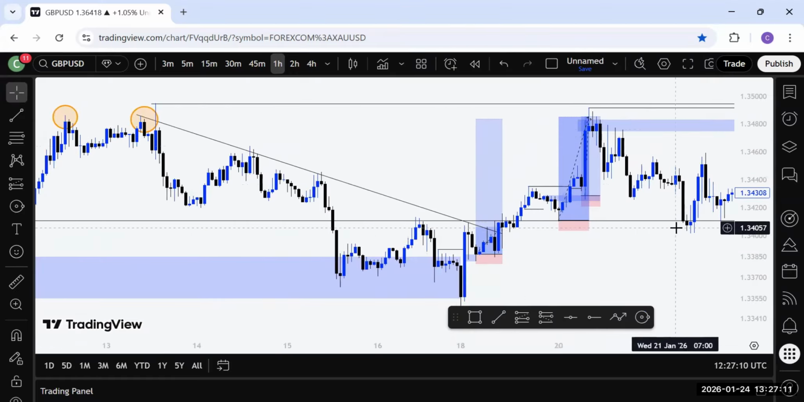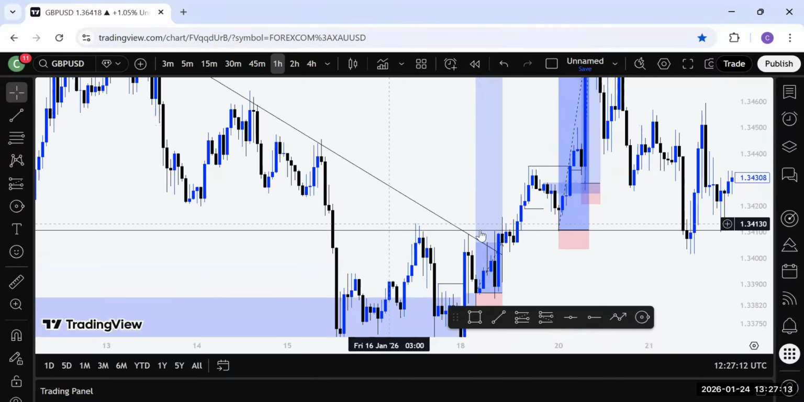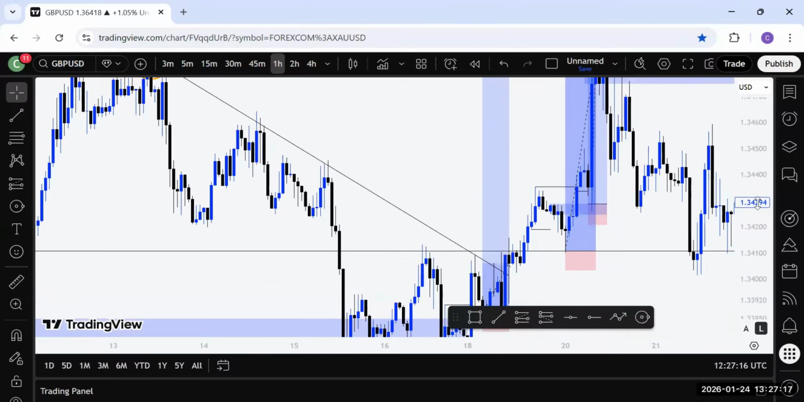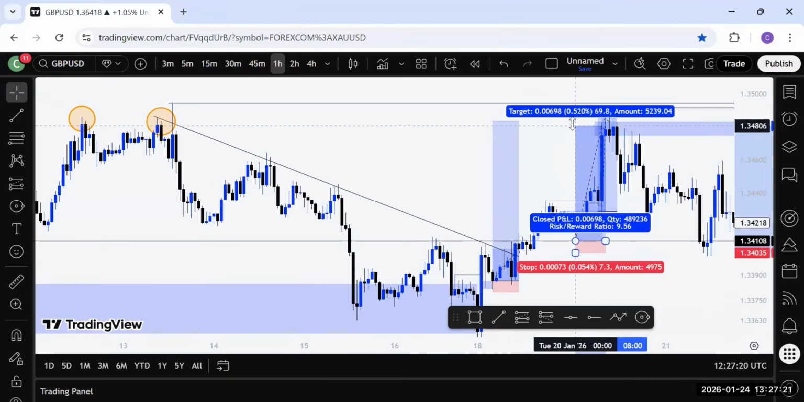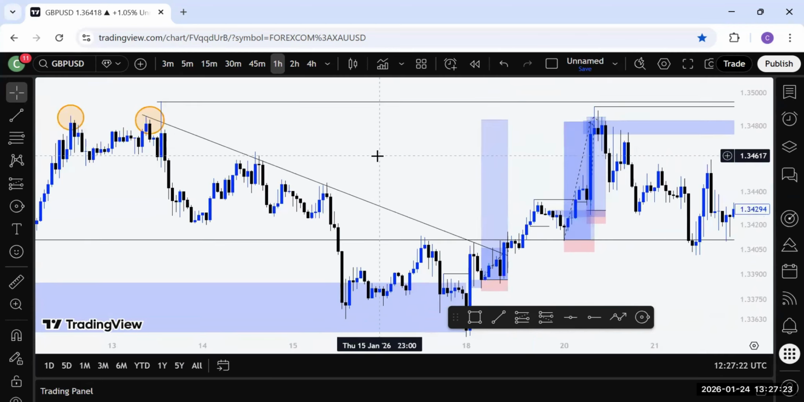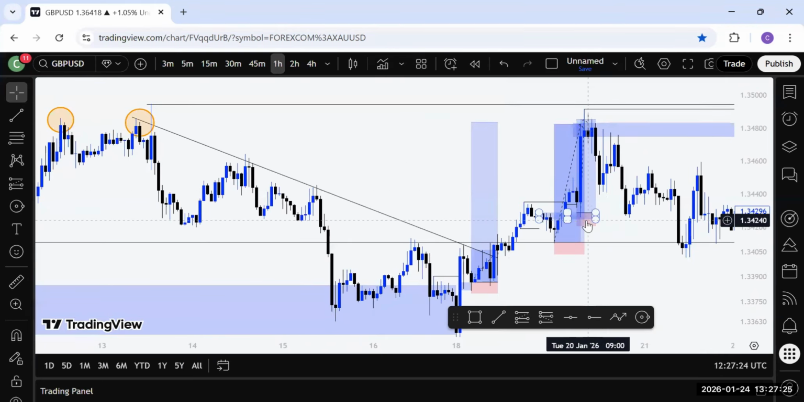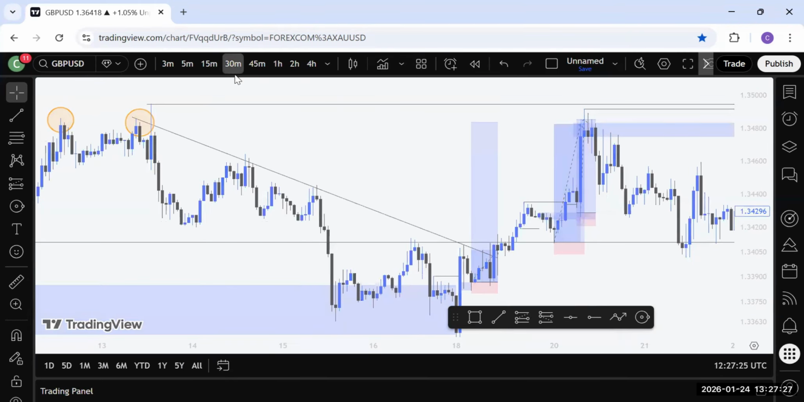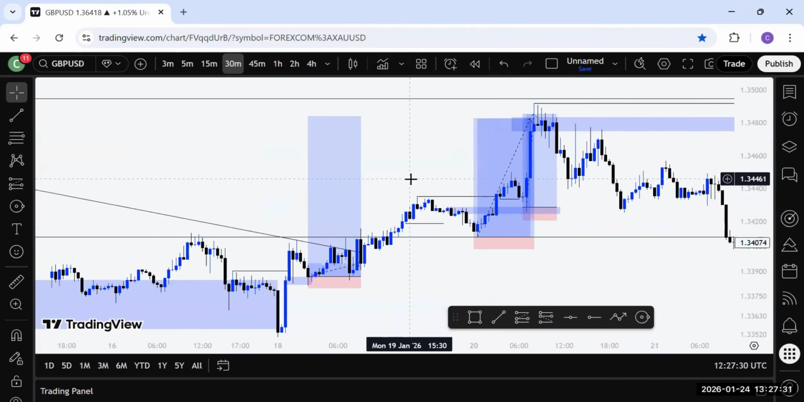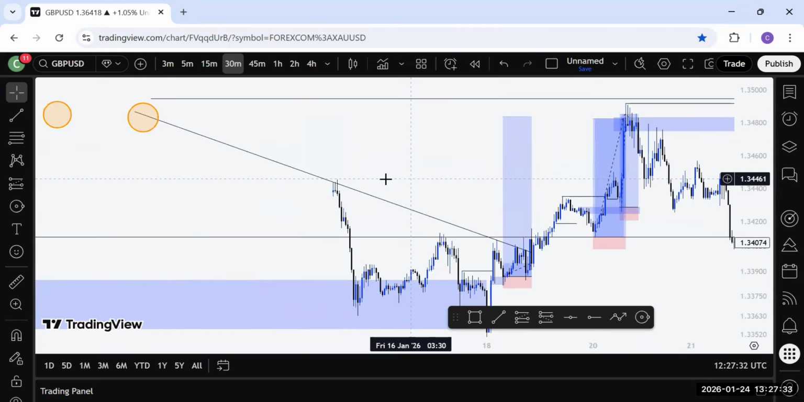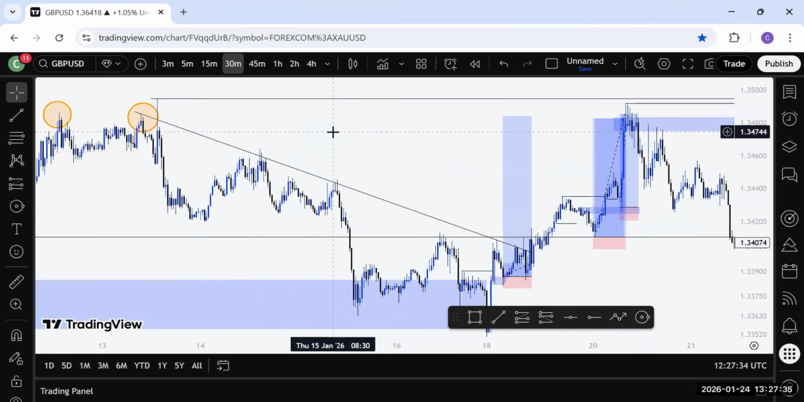Then for this second entry, which is at the other block, we have a double break of structure, inducement, other block. So this other entry, my target is in the same place, taking out the trend line liquidity and the equal high liquidity. Then for this third entry, it was gotten from the 30-minute time frame. My target was in the same place, taking out the trend line liquidity and the equal high liquidity.